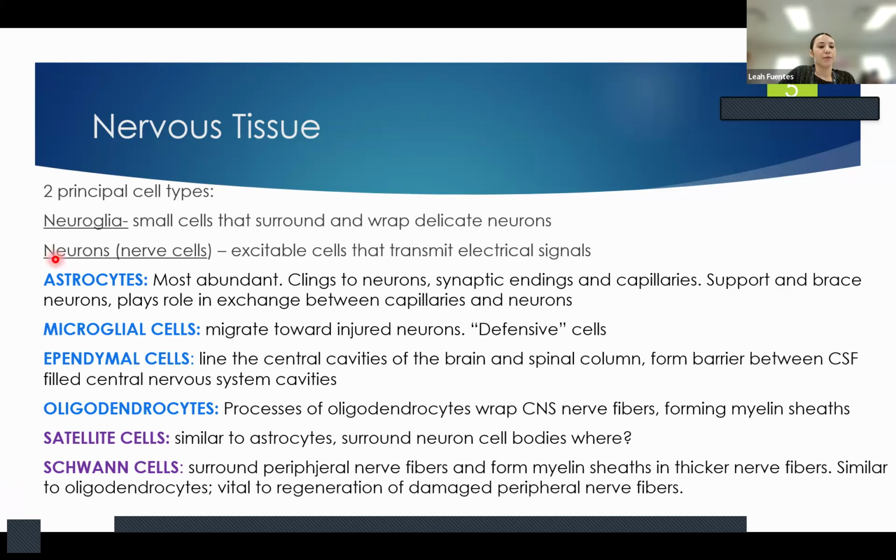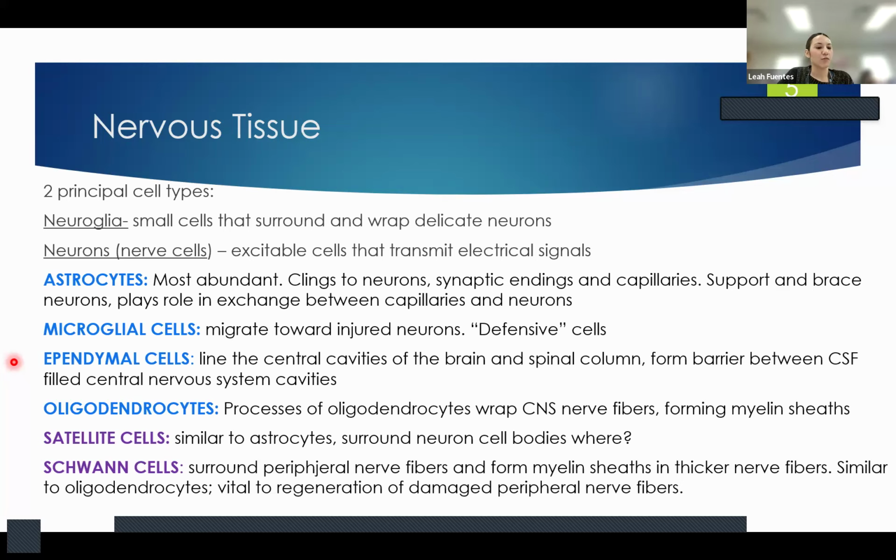And so again, these four in blue right here are found within your central nervous system. So again, that's your brain and spinal cord. In purple, we have the neuroglia that are found within the PNS. The first one are satellite cells. These are similar to astrocytes and surround the neural cell bodies in your PNS.